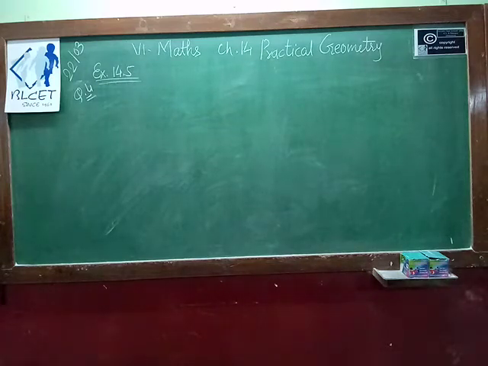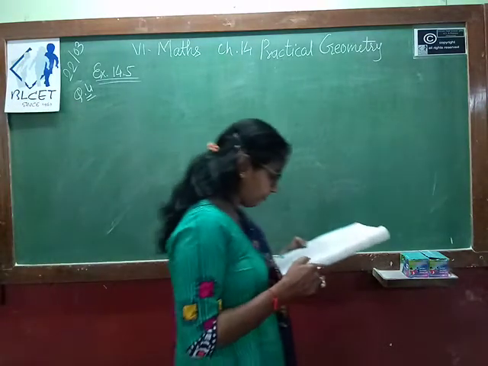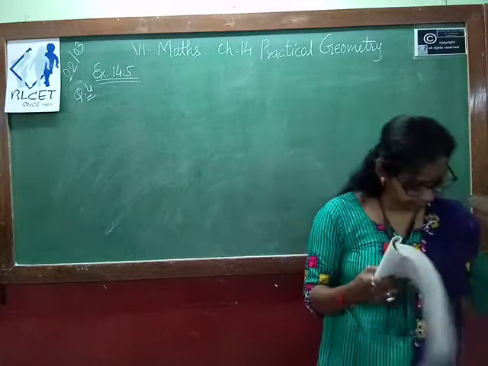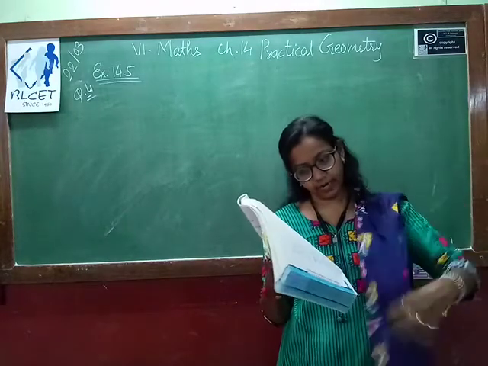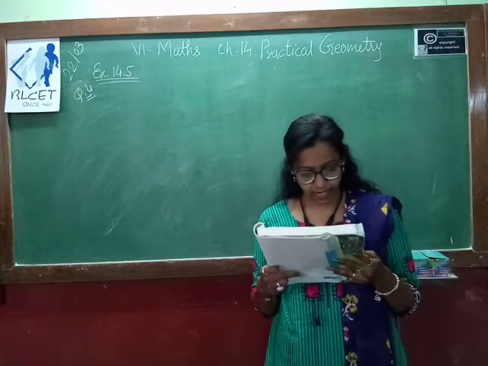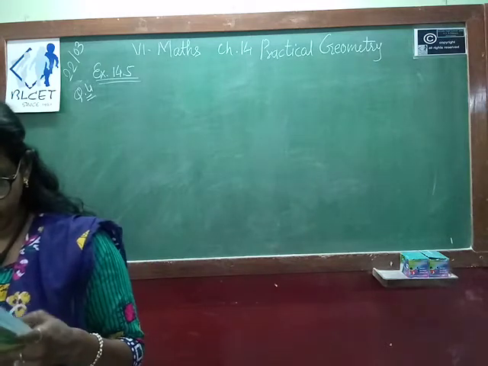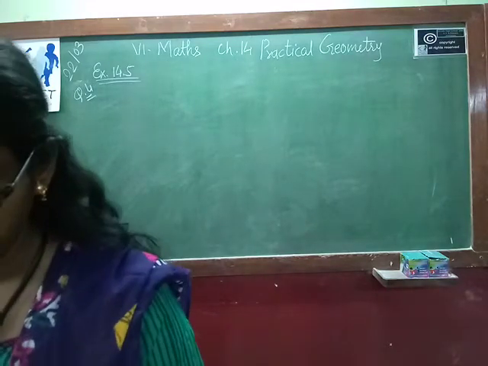Welcome back students. Now we will see exercise 14.5 question number 4. Draw a line segment of length 12.8 cm using compasses divided into 4 equal parts. Verify by actual measurement. So first we draw a line segment of length 12.8 cm.